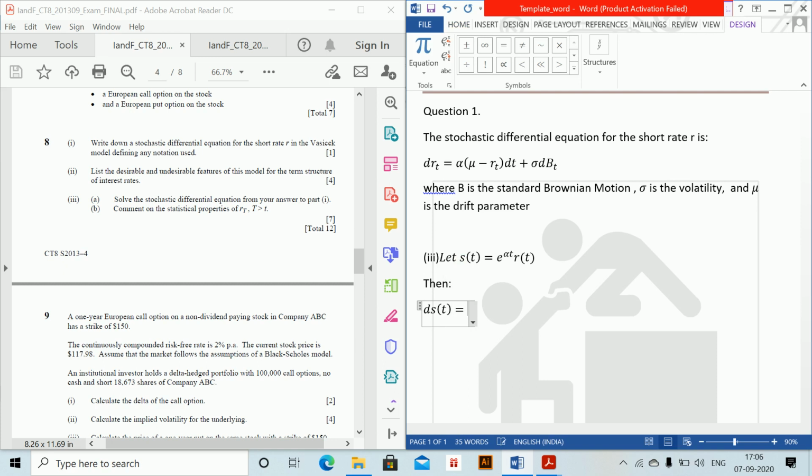Then dS_t = d(e^(αt) R_t), and d of e^(αt) times R_t, with the product separated, is d of e^(αt) times R_t plus e^(αt) times dR_t.